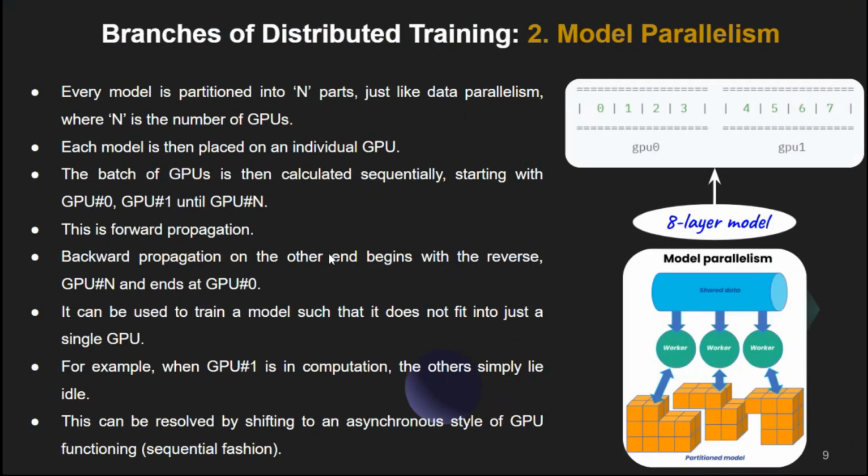So now it's the right time to meet the other branch of distributed training, that is model parallelism. Imagine a model is so massive that it can't even fit on a single GPU. That means we need to talk about a rockstar with a full entourage. Each part of the model gets its own GPU and they work together like a dream team.